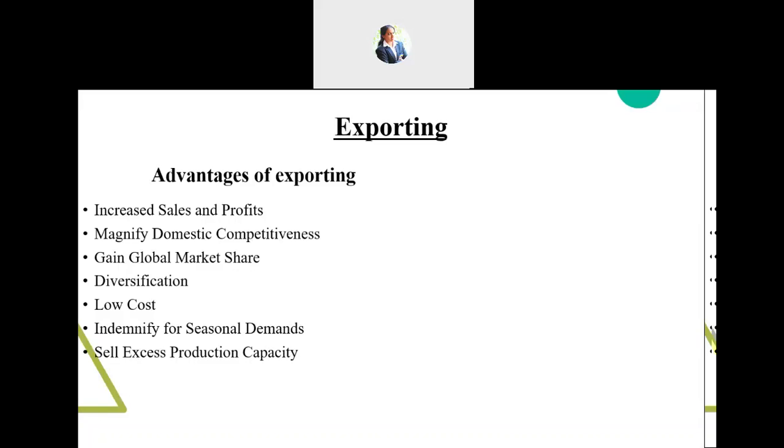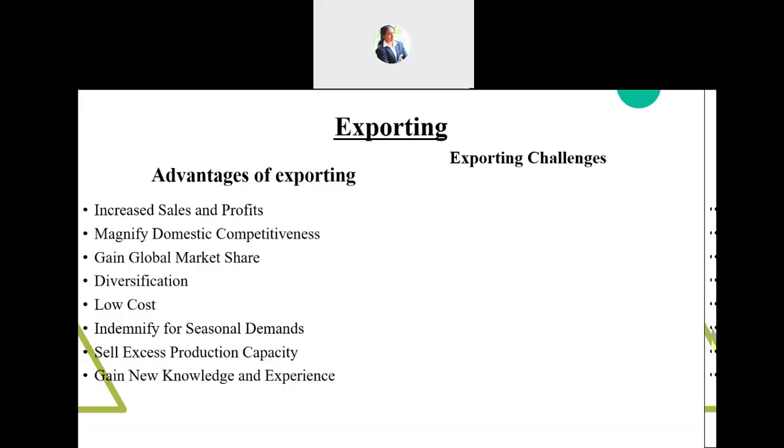And definitely, when you enter an international or a different market, every organization will get valuable information about new marketing techniques, maybe new technologies, and also foreign competitors. Now, this knowledge can assist the company in both markets, in both domestic and also international or foreign business.